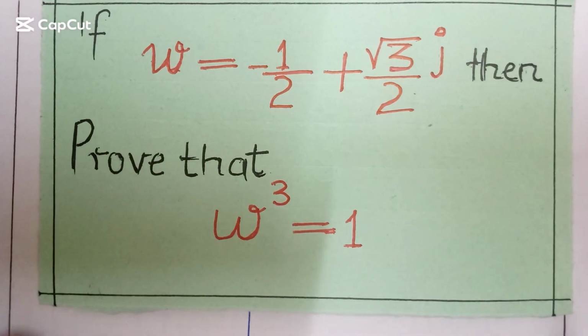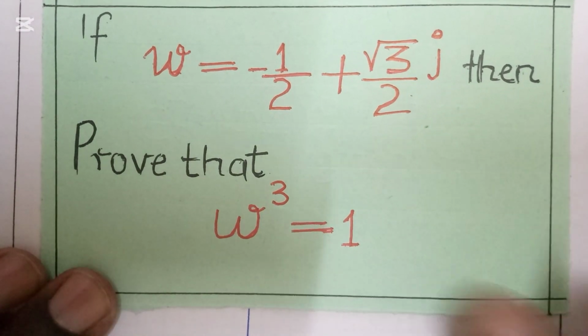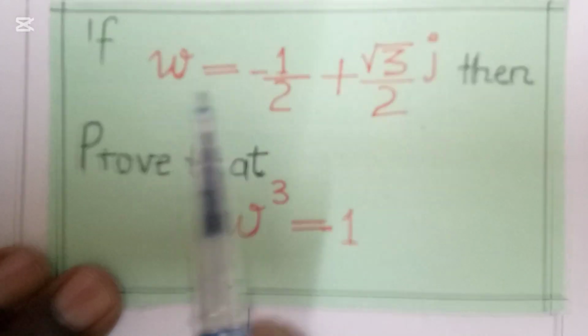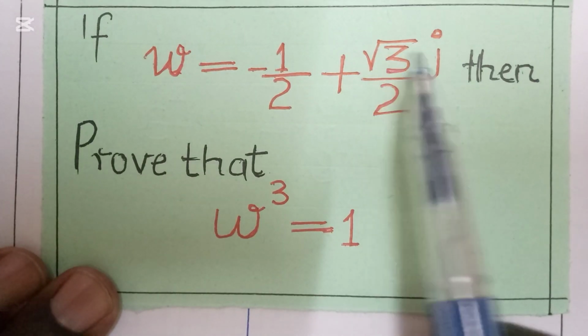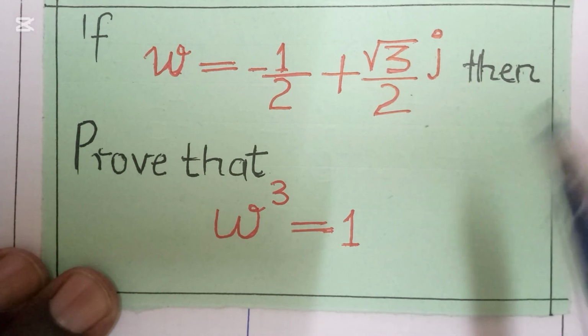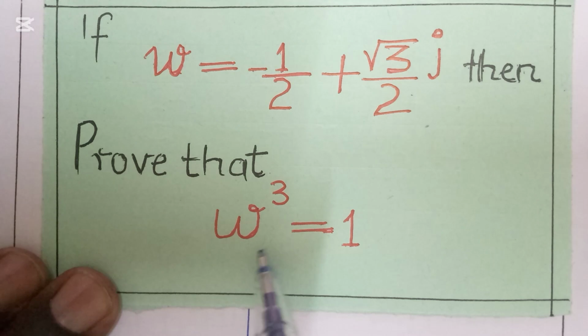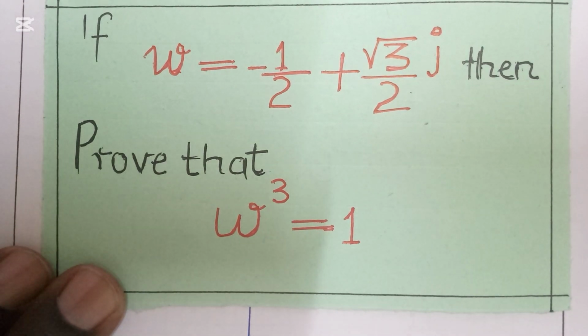Hello guys, let's do this problem, and first I read the question. If w is equal to negative a half plus root 3 over 2 j, that is multiplied by j, then prove that w cubed is equal to 1. And so guys, we do the question.